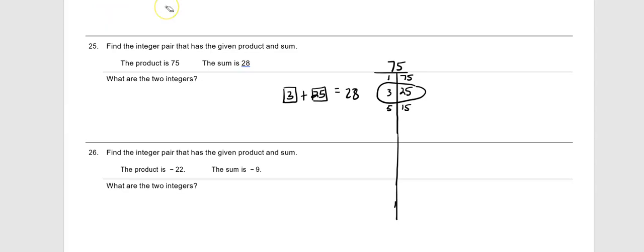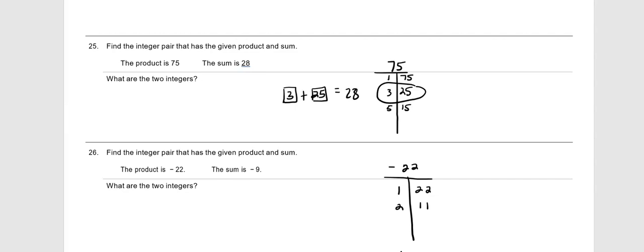For the next question, find the integer pair that has the given product and sum. So for this product, we have a negative 22. And when we create our table here, I'm not going to use 1 through 12 for this one, this 22 is just not going to take much effort. 1 times 22, and of course 2 times 11. That's all that we have.